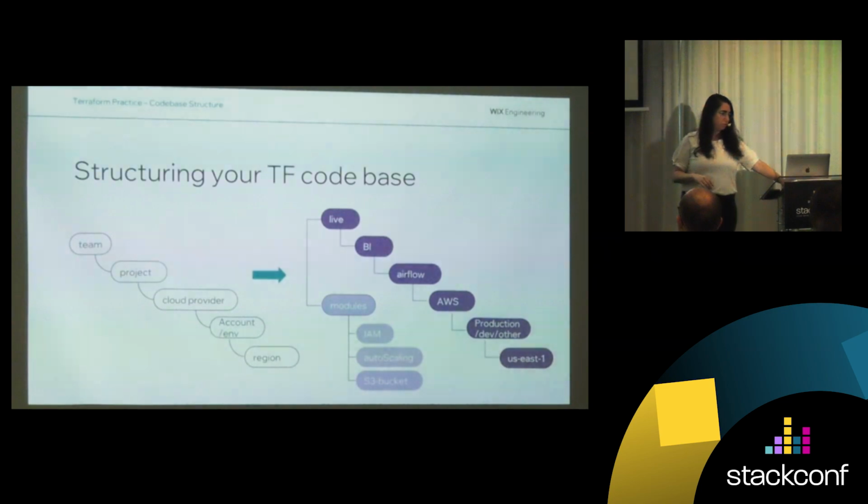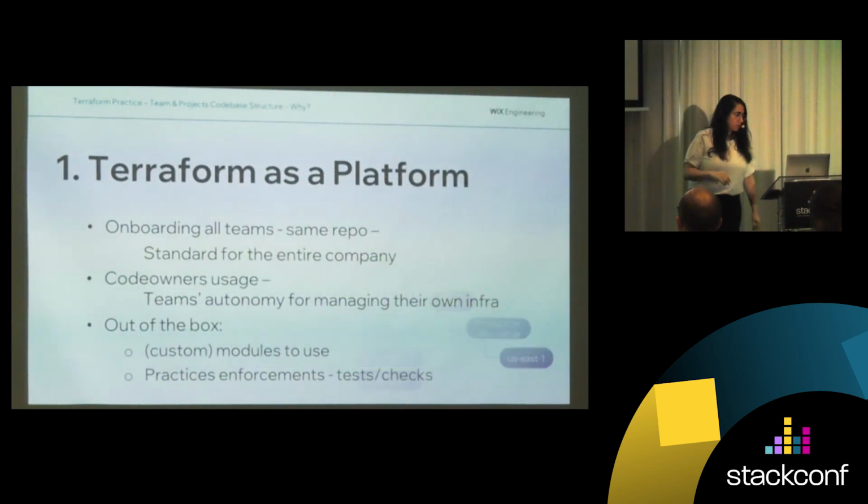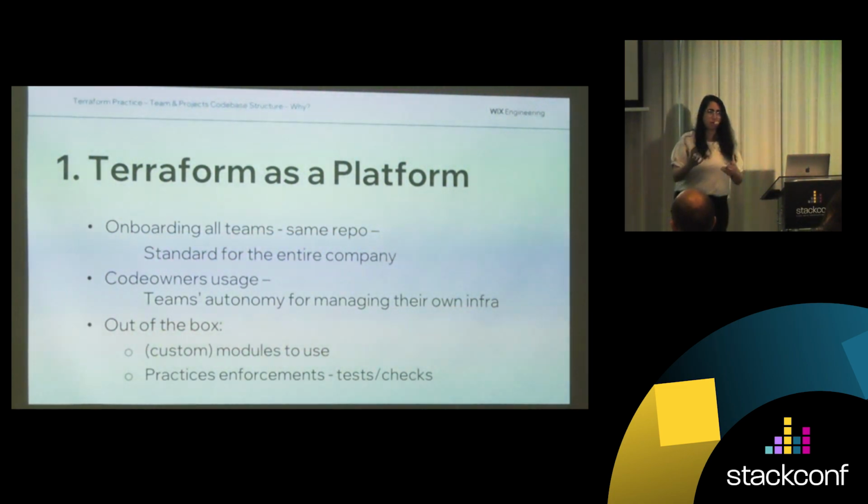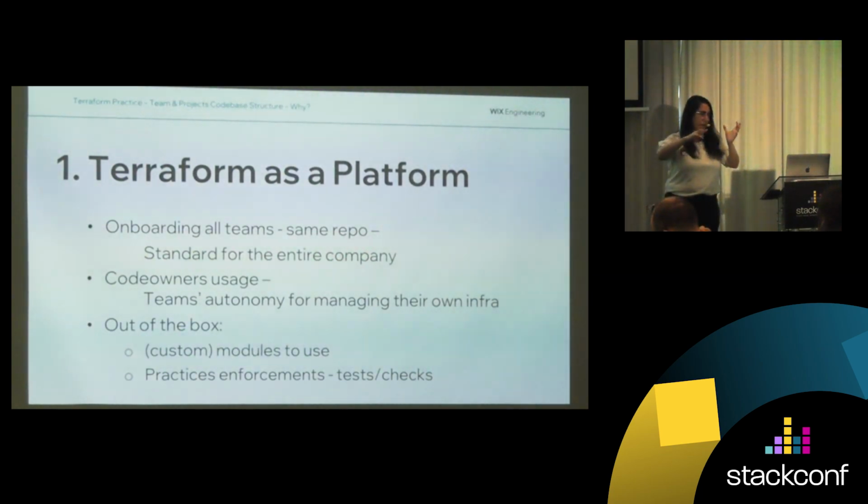Why did we choose to go with this structure? So first of all, Terraform as a platform. It allows us to enable all teams to onboard to the same code repository, which is good, first of all, because it is a standard for all teams to use Terraform in the same way. We have practices enforcement that runs on the codebase, so any test, like did they add tags, does the total cost overpass X amount and stuff like that. So a great standard for all teams to use Terraform in the same way.